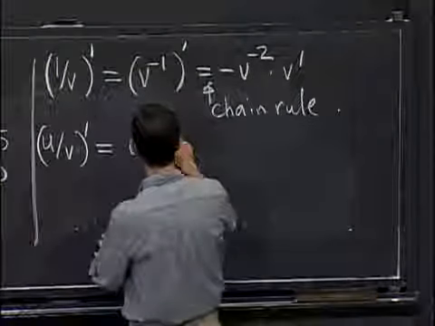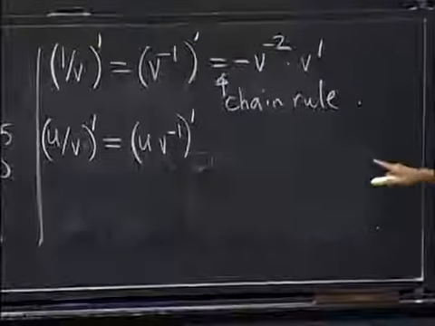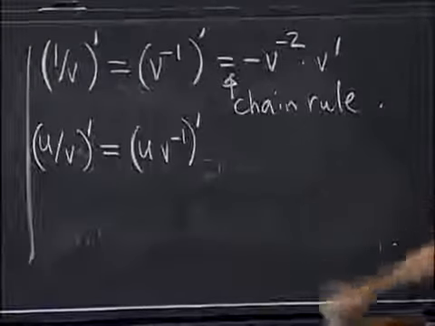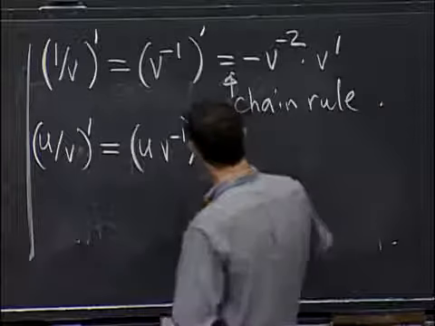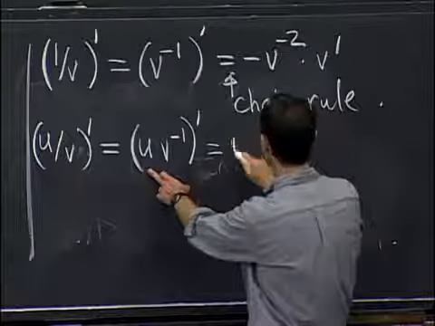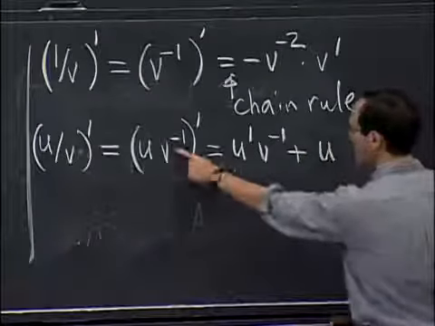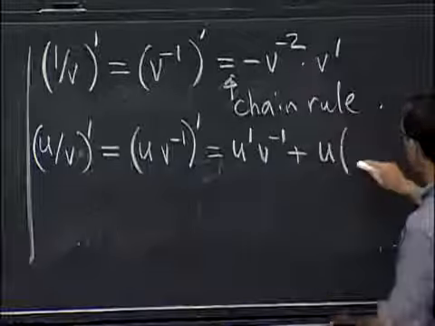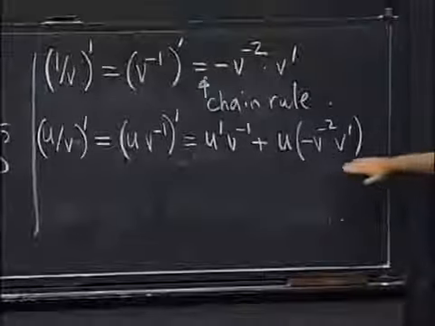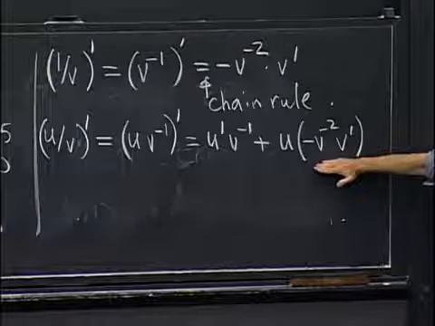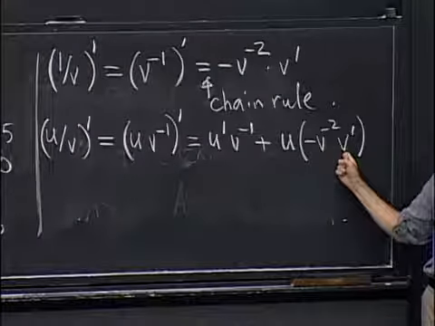If you convert it to u times v to the minus 1, and you differentiate that, now I can use the product rule on this. Of course, I have to use the chain rule and this rule as well. So what do I get here? I get u prime v inverse plus u, and then I have to differentiate the v inverse. That's the formula right up here. That's minus v to the minus 2 v prime. Now, so that's one way of doing it. This actually explains the funny minus sign when you differentiate v in the formula.